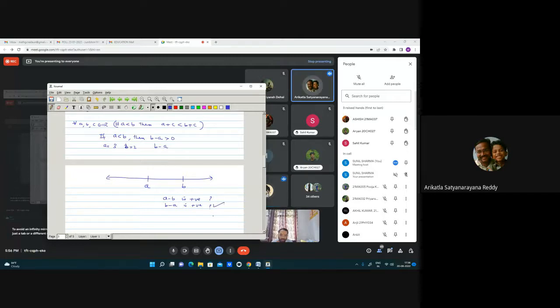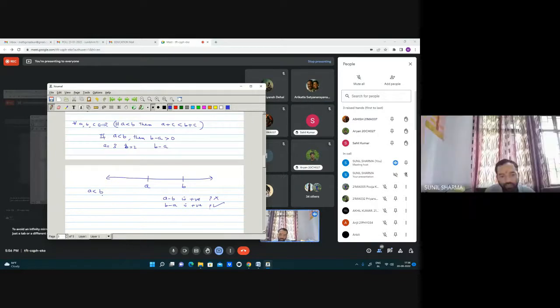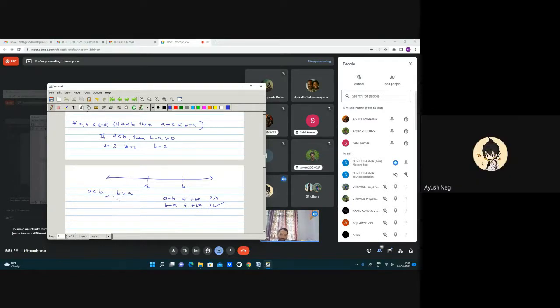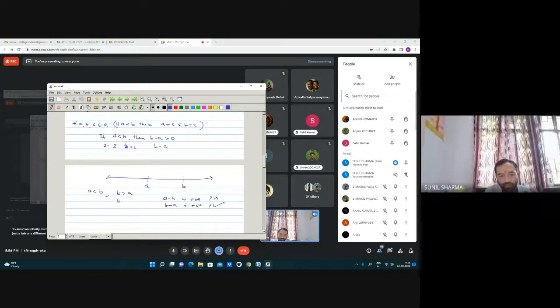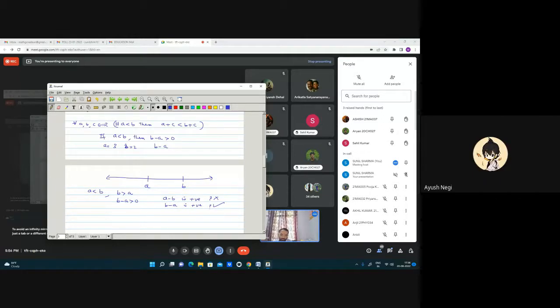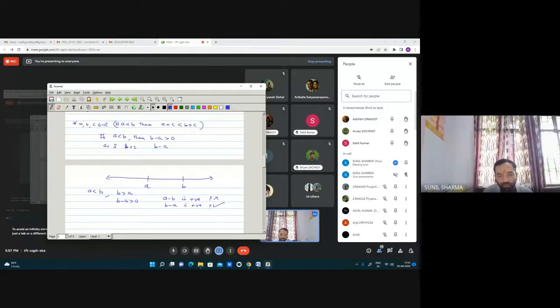Take any two real numbers, first we put them on the real line, right? If A is less than B, then B minus A has to be greater than 0. Is it okay? Ayush, A is less than B, we can also write this as B is greater than A. Right? The question is whether B minus A is positive or A minus B is positive. B minus A is positive.